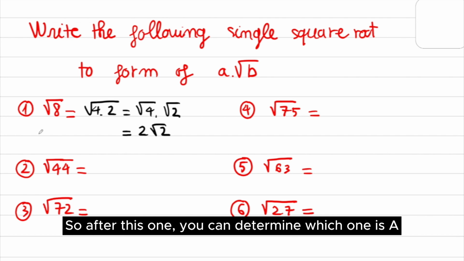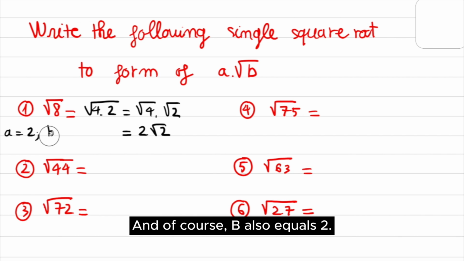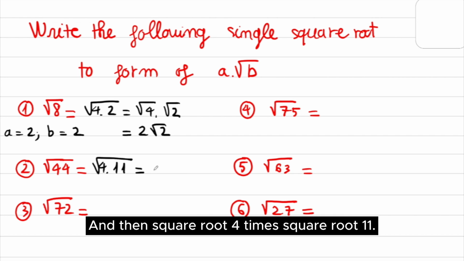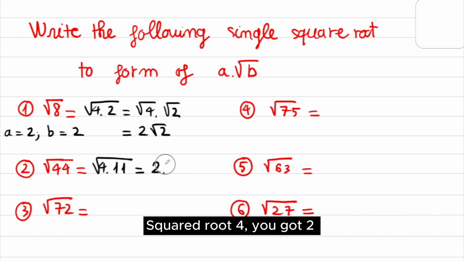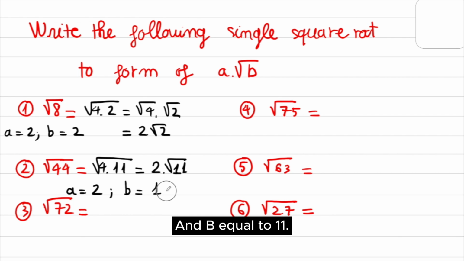After this, you can determine which one is A and which one is B. You got A equal to 2 and of course B also equal to 2. For this question, you got 4 times 11, and then the square root of 4 times the square root of 11. The square root of 4 is 2, so you got 2 square root 11. I will repeat: after that, I've got A equal to 2 and B equal to 11.